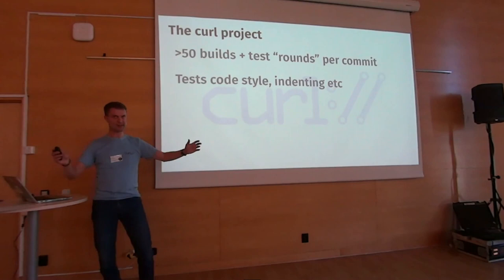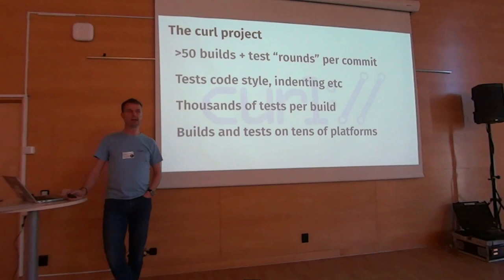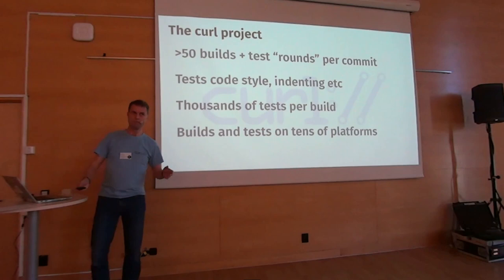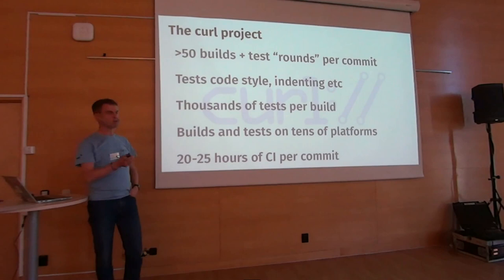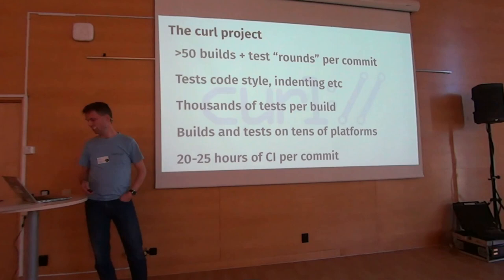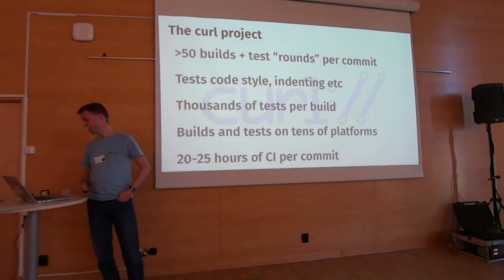So we do a few thousand tests per build. That's like 50 builds times 1,000. So it takes a while. We build on roughly, well, I think we have a little over 10 platforms, limited mostly by what kind of architectures we have access to from build farms and volunteers. So it takes roughly 20, 25 hours per commit in CI build times. That's basically total CPU time, so they're actually running a bunch of them in parallel. So they don't always take 25 hours until they're done, but sometimes they do. That's a little bit annoying, but what do you do?